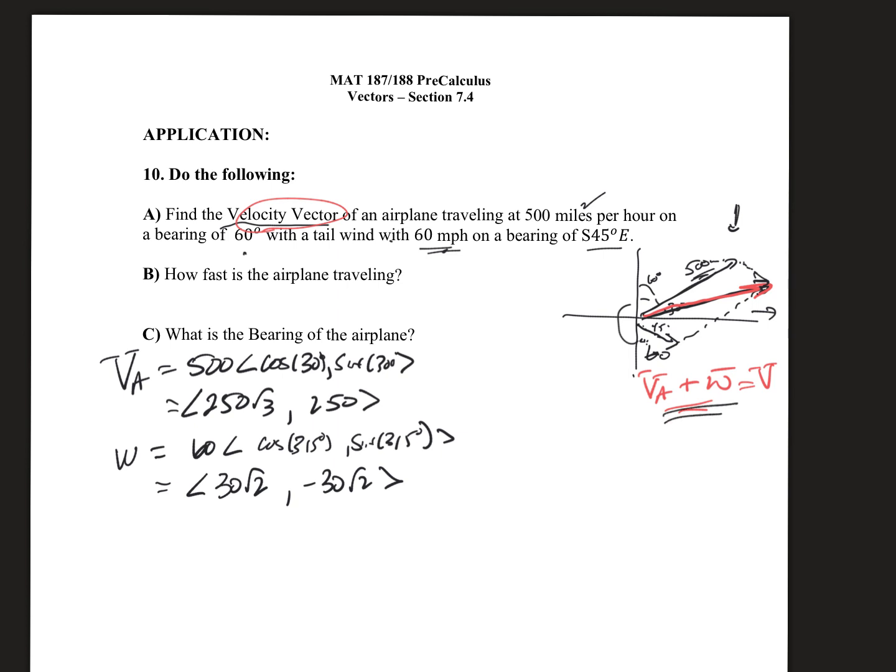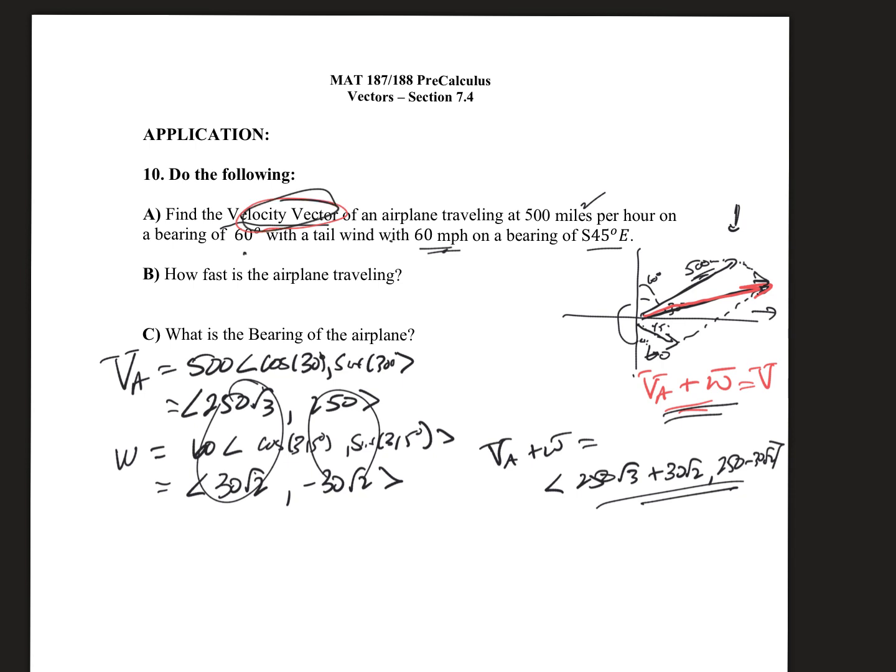What we're looking for is the one that combines them. So if I add these two vectors up, vector A plus vector W, all I have to do is add up their x components and add up their y components. So we end up with the vector 250 square roots of 3 plus 30 square roots of 2, and 250 minus 30 square roots of 2. So there is the velocity vector of our airplane with the tailwind pushing it along.